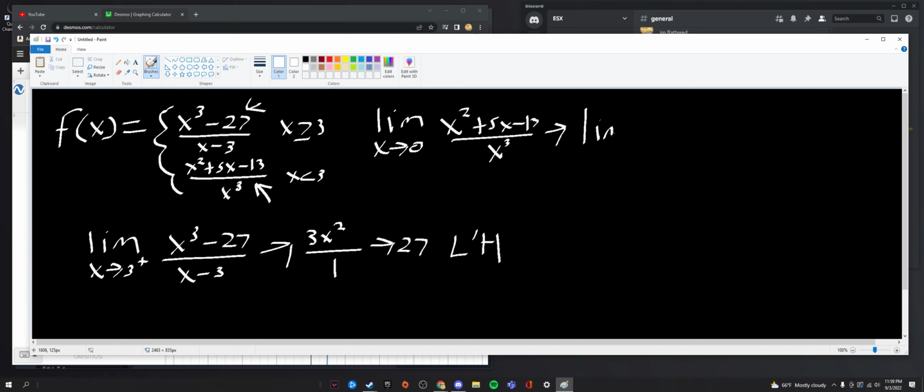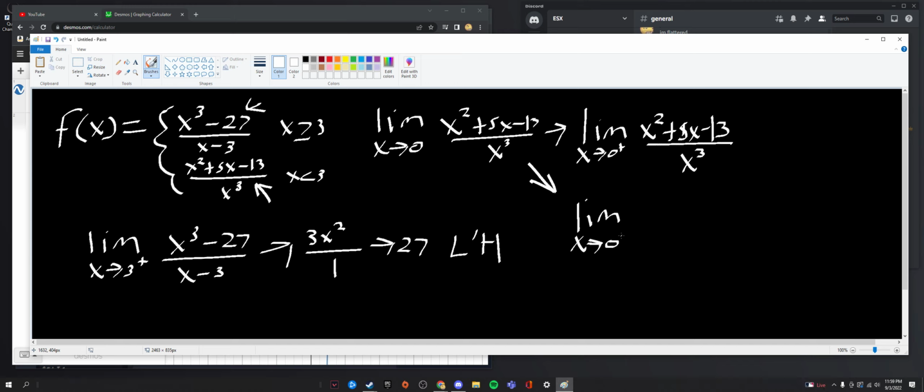So we'll take this, change it into the limit as x approaches 0 plus of x squared plus 5x minus 13 over x cubed. And also, I'll write another arrow here, limit as x approaches 0, but this time from the negative side, so like going up towards 0, we would have the same thing, x squared plus 5x minus 13 over x cubed.